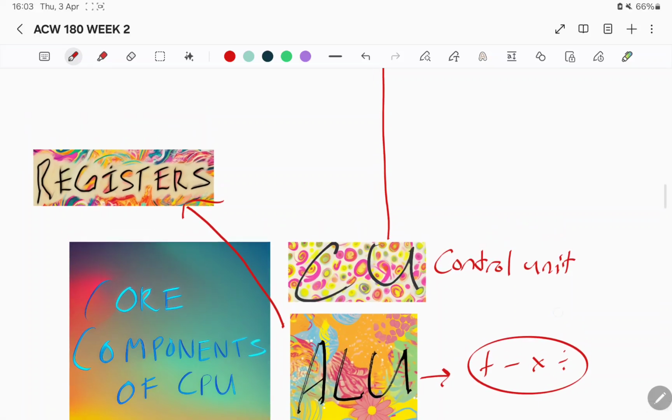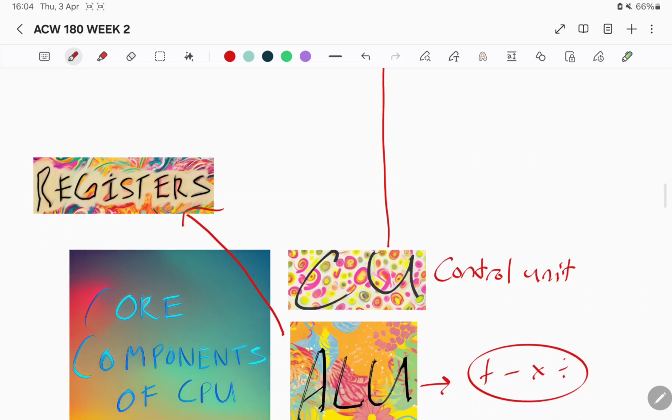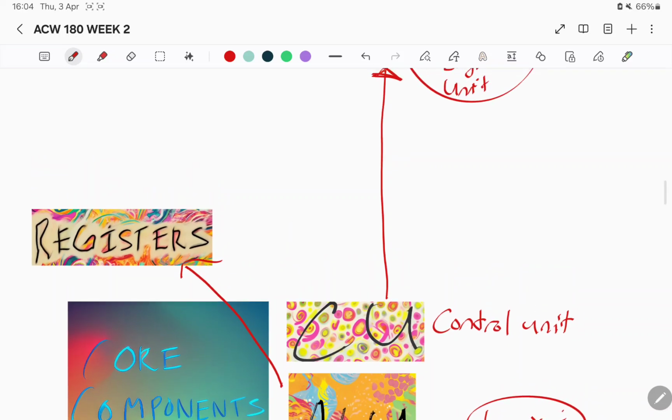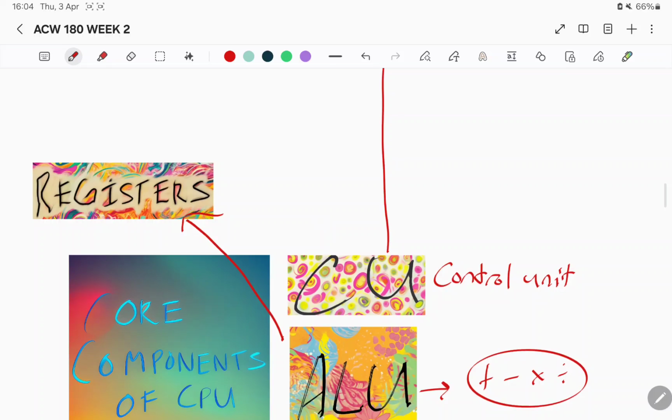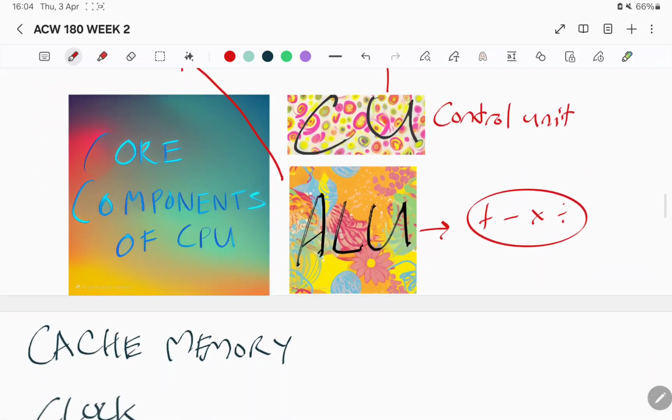Finally, we've got the register, which is a small part. It's electronics that stores the data temporarily for further execution, and then it will perform accordingly.